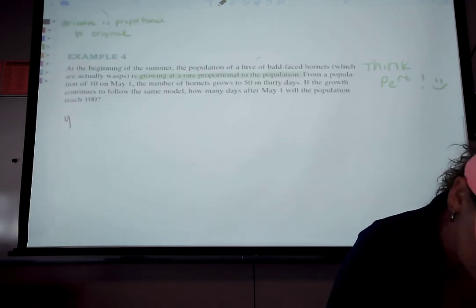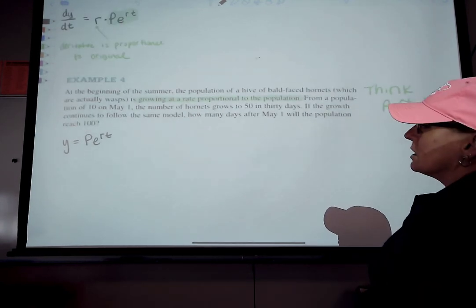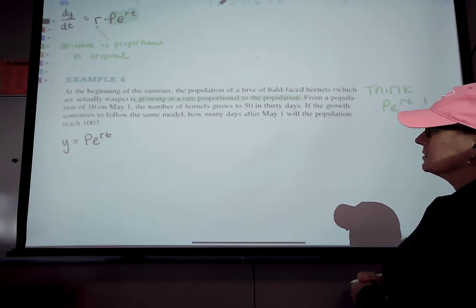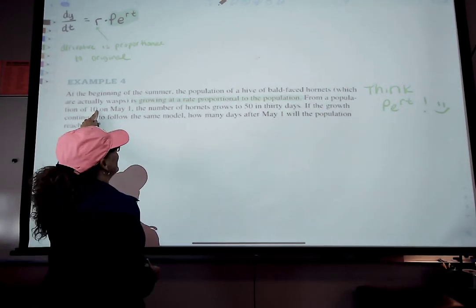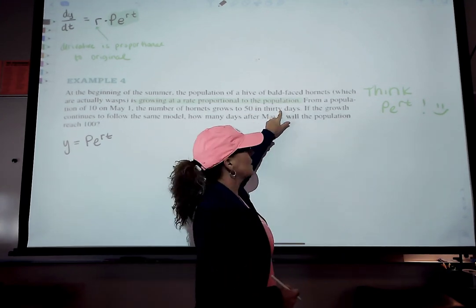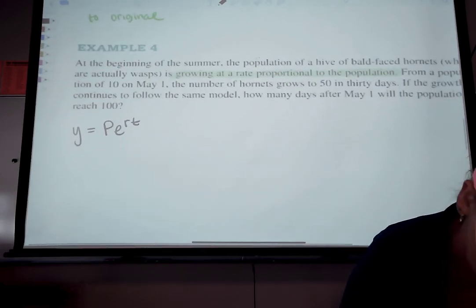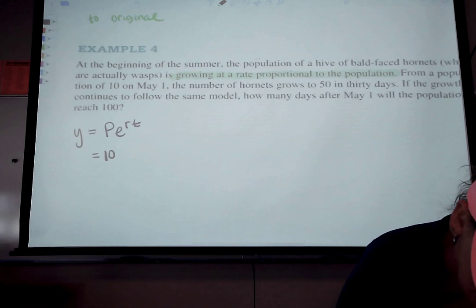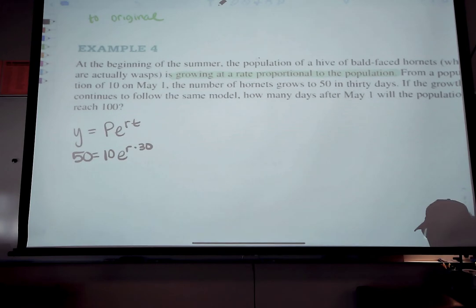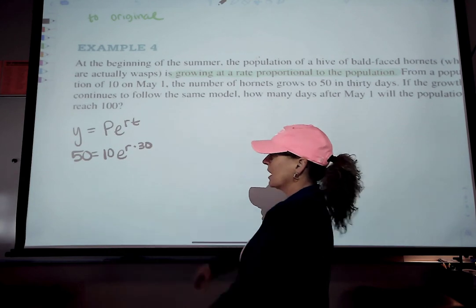So I'm going to write PERT. Now, let's see what we can plug in there. The population was 10. Okay, so the starting population was 10. The ending population was 50. The time was 30 days. Let's plug that information in. The beginning was 10. The ending was 50. Time was 30 days. Taking that bit of information, I'm assuming I want to find the rate.